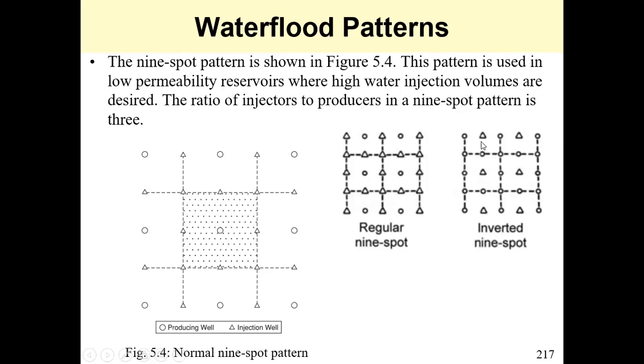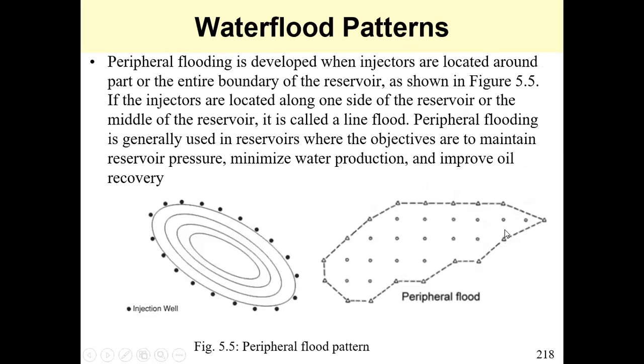This is a case where it's inverted. You're actually having 1 injector to 8 producers, so this is an inverted 9-spot pattern. This is peripheral flooding, and it was developed when injectors were located around the boundary. So this kind of mimics edge water drive that you see, because you have the injectors surrounding the reservoir.